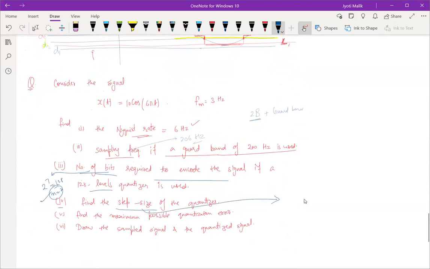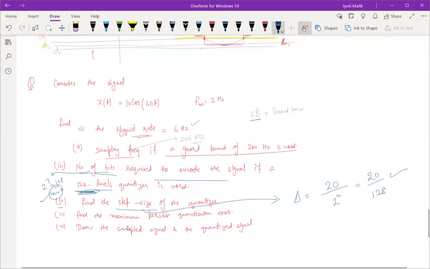No, not 7. 10 plus 10, 20, divided by the number of levels. The number of bits is 7, the number of levels is not 7. The number of levels you just found. 2 power 7 is the number of levels, right? 128 levels. Oh, okay. So this is your step size.